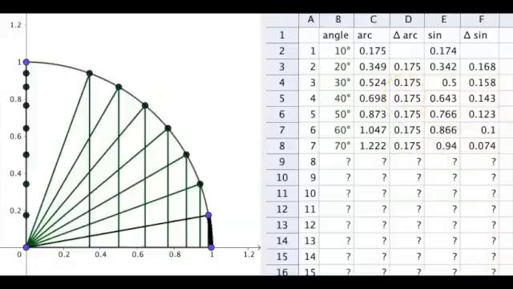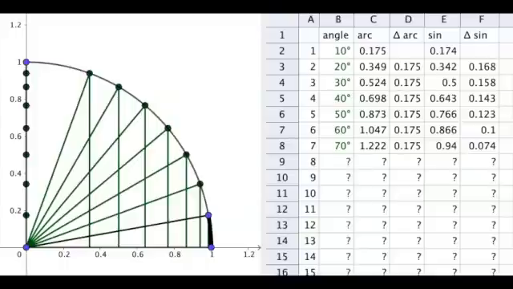But the sine, first it goes up by 0.168, then by 0.158, then by 0.143, then by 0.123. So the change in the sine is shrinking. It's getting smaller as the angle gets bigger. To go from sine 10 to sine 20, it goes up by about 0.168. But from sine 20 to sine 30, it only goes up by 0.158. And that difference is shrinking.